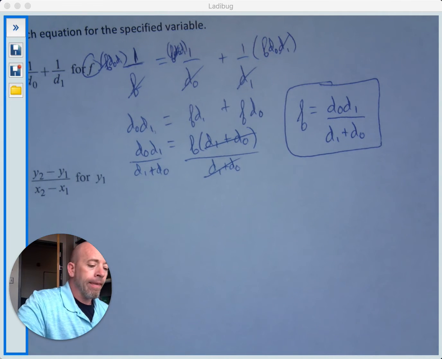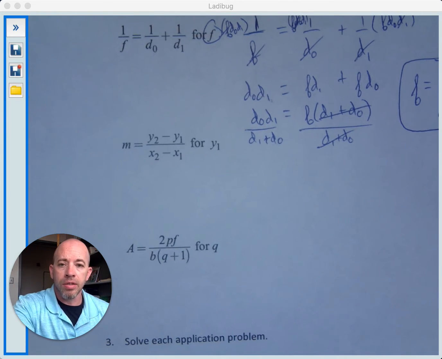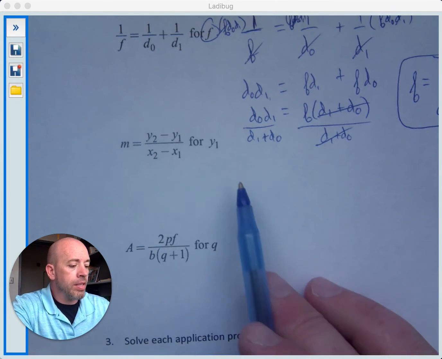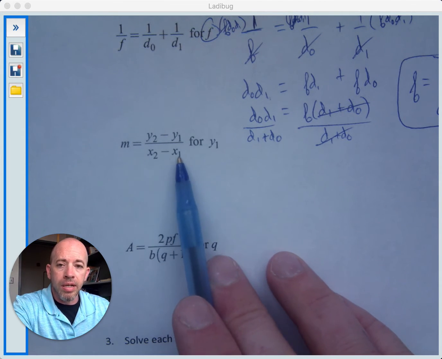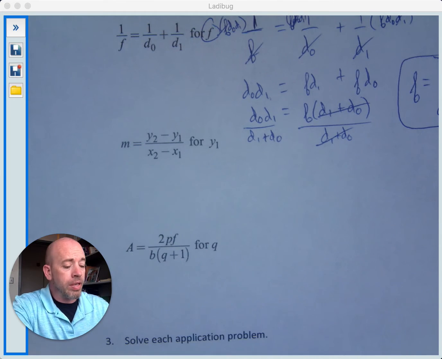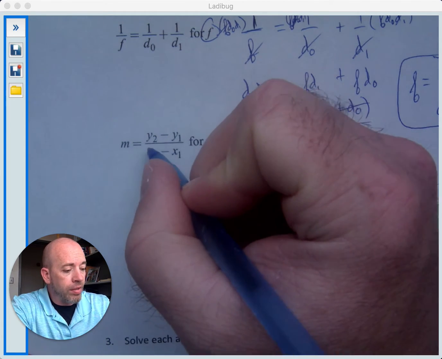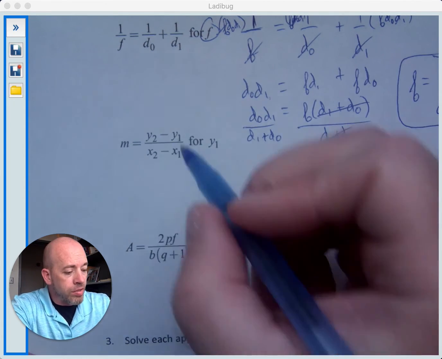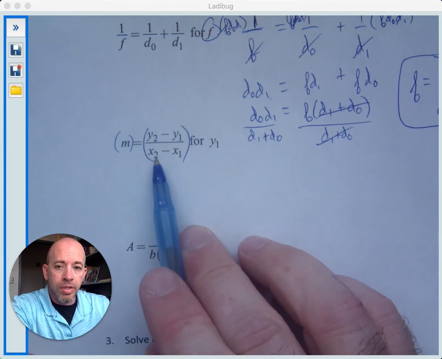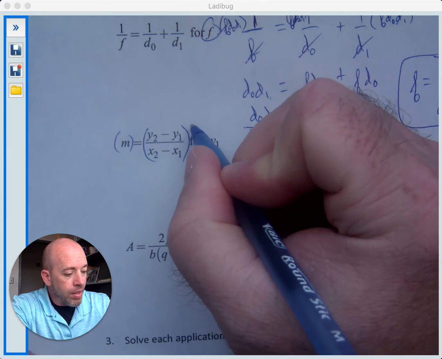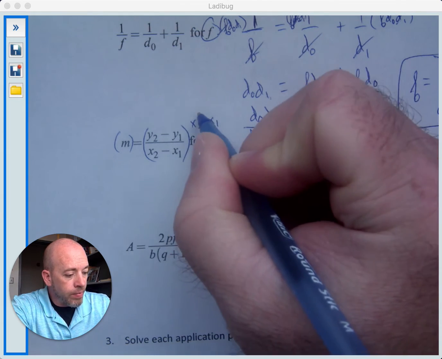Okay, so look at the next one. We're asked to solve for y sub 1. This might be a little easier because y sub 1 is in the numerator. But we do have a denominator that's kind of ugly. Let's get rid of the denominator by multiplying both sides. Since this is not so complicated, I'll just do it here. We're going to multiply both sides by the only denominator present, x sub 2 minus x sub 1.